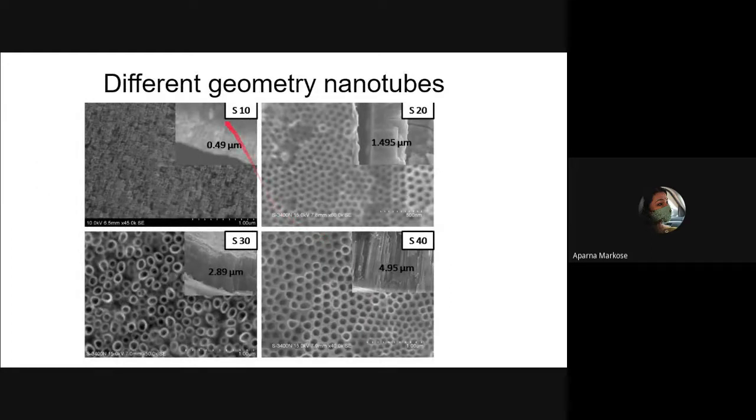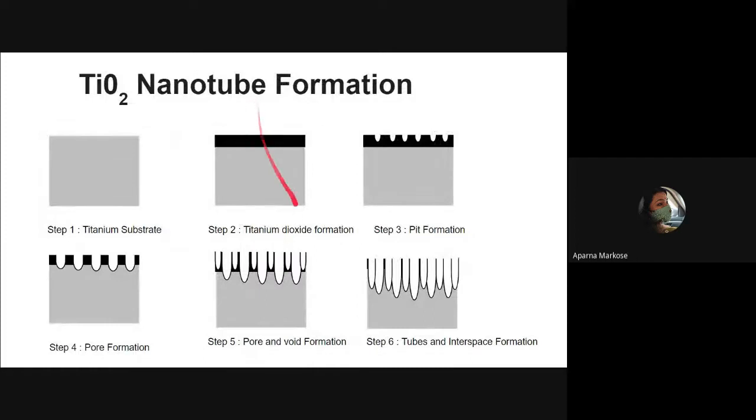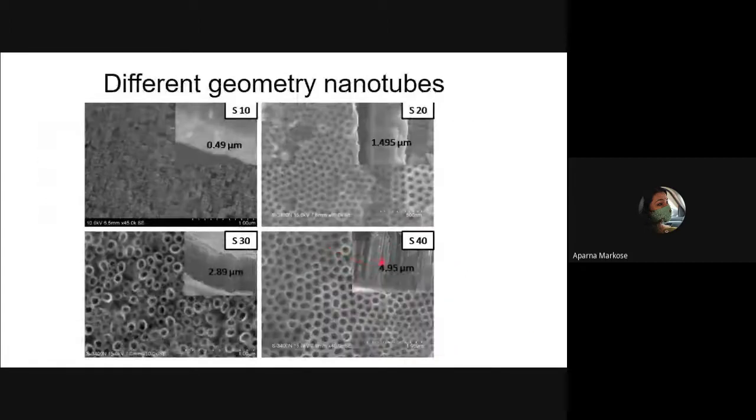And next is different geometry. When you take more time, there is a growth in the titanium dioxide tube length. So more time, more reaction, so the tubes have more length. If you stop at this point, the length will be this. If you have enough metal and enough electrolyte and you go on, it will become longer.